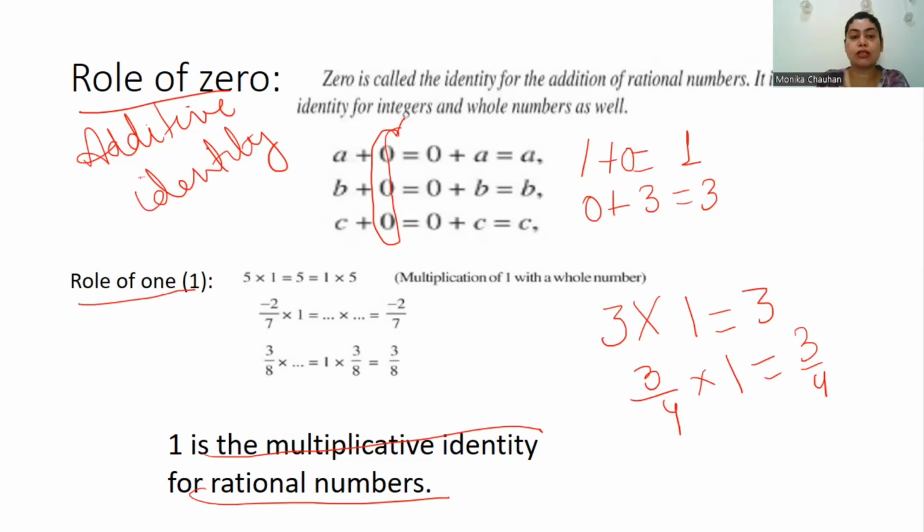Remember it. Okay. So here, if I need to fill in the blanks, minus 2 over 7 into 1 is equal to this. It could be 1 into minus 2 over 7 is equal to minus 2 over 7. So identity means you get the same thing when you multiply or add, and you only get that with 0 and 1, right? Now check the second one. Tell me, what should I multiply with 3 over 8 to get 3 by 8? Multiplying with 1. 1 is called the multiplicative identity. Remember it, okay?